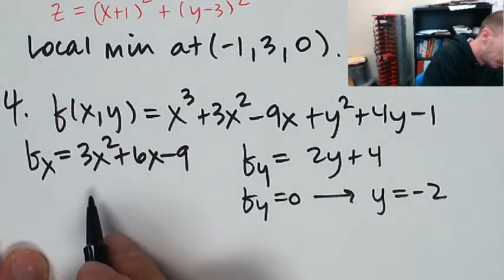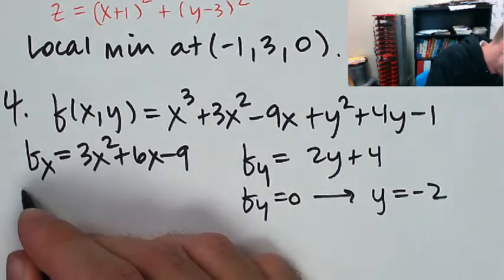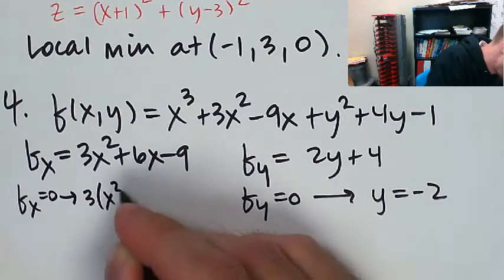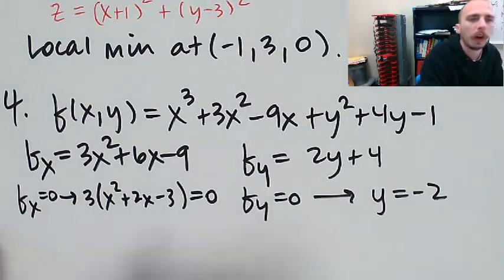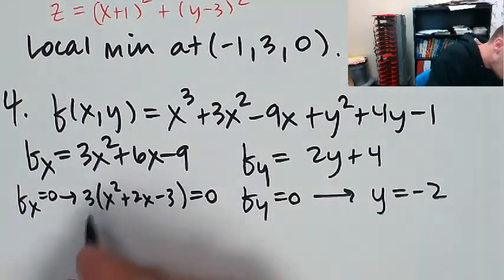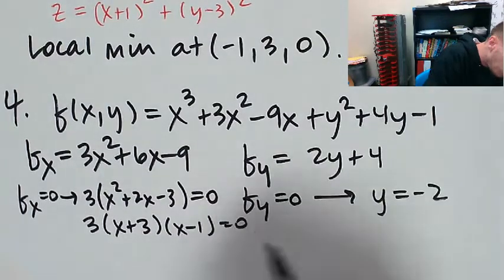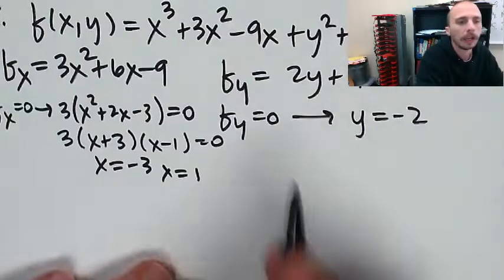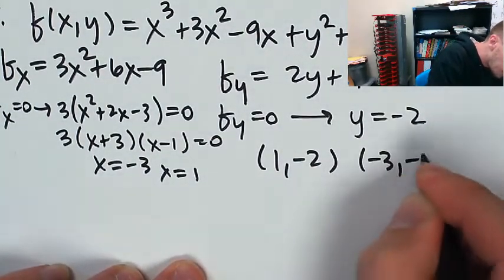And if fx equals 0, I'm going to need to do some factoring. So it'd be 3 times x squared plus 2x minus 3 equals 0. It's not too bad. So it's 3 times x plus 3 and x minus 1 equaling 0. That gives me x equals -3 and x equals 1. Now I've got my coordinates: 1, -2 and -3, -2.